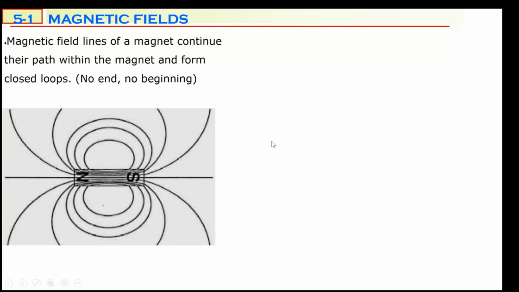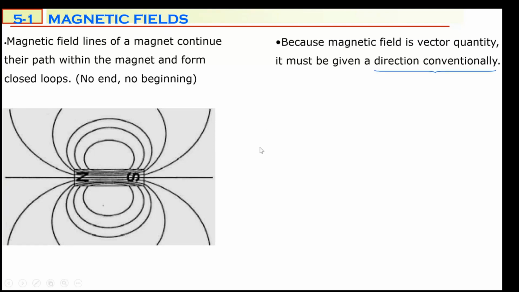So, closed loops. Because magnetic field is a vector quantity, it must be given a direction convention. Yes, magnetic field is a vector quantity as usual. Not only magnetic field, electric field, gravitational field, all of them are vector quantities. All the fields are vector quantities. So physicists must give these fields a direction.